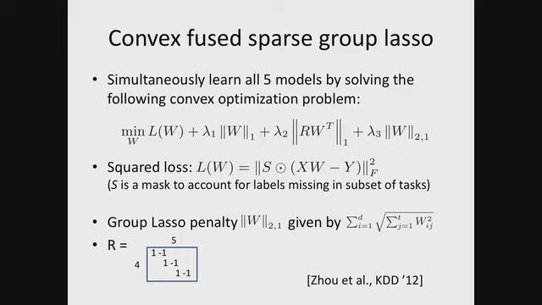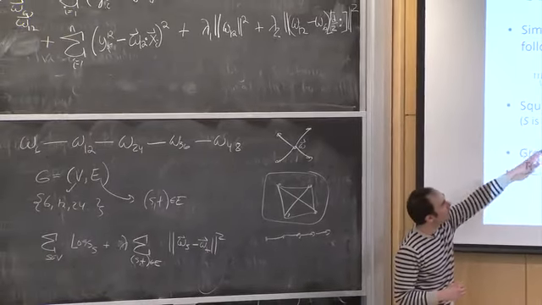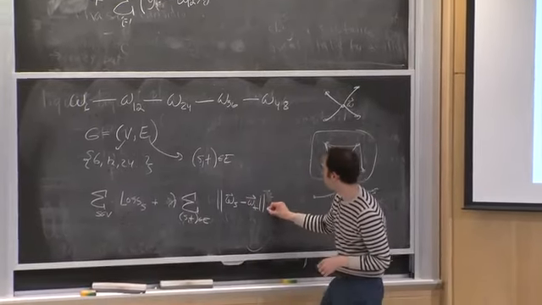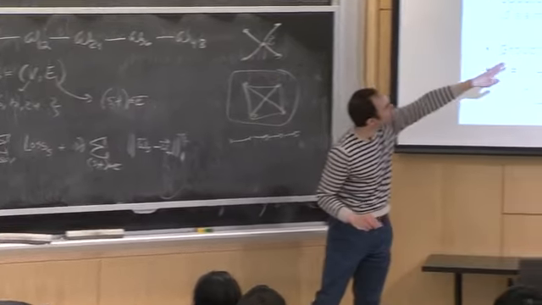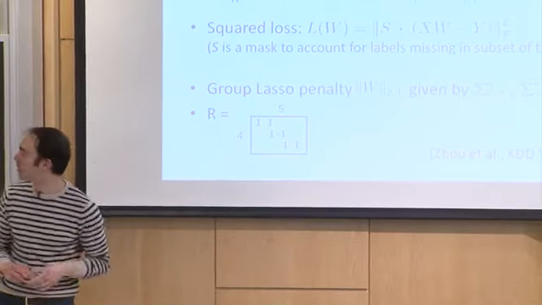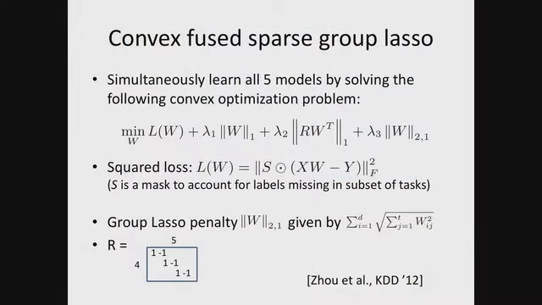And then if you multiply this R matrix by W transpose, what you get is precisely these types of pairwise comparisons out. The only difference being that here, instead of using an L2 norm, they penalized using an L1 norm. Okay, so that's what that second term is, lambda 2 RW transposed. It's simply an implementation of precisely this idea. And that final term is just a group lasso penalty. There's nothing really interesting happening there.